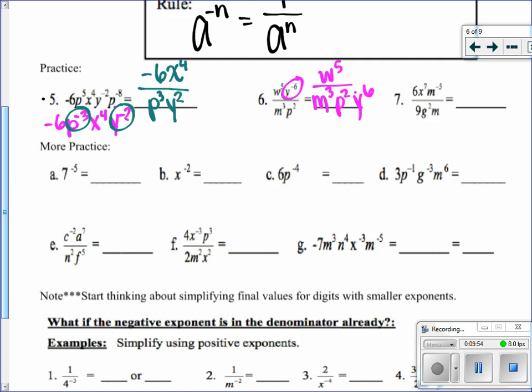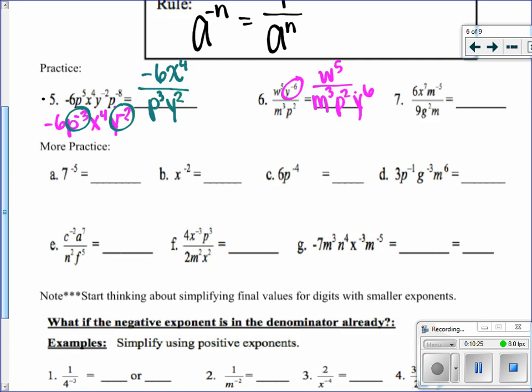Okay, let's look at number 7. On number 7, what are some things going on? There's a negative on the top, but the same variable. Okay, we have a negative exponent, and we have multiple of the same variable. That means we're going to have to do some combining of bases, and possibly some moving of things.